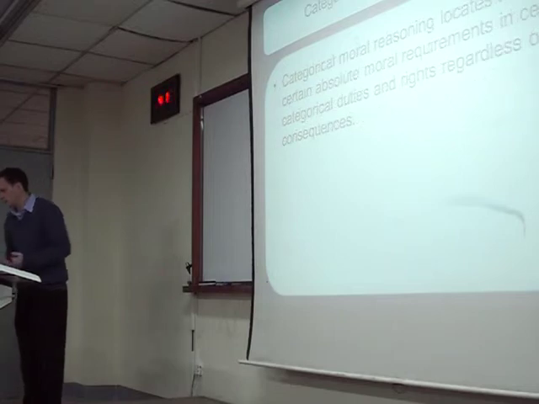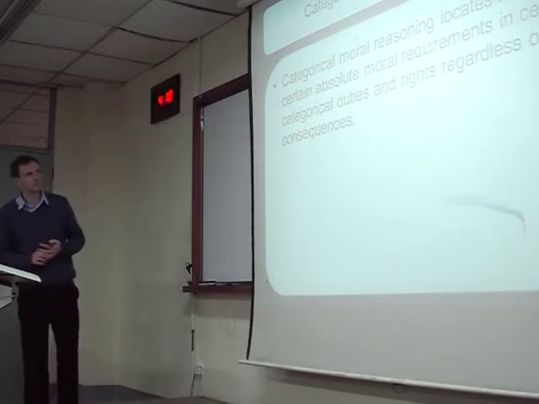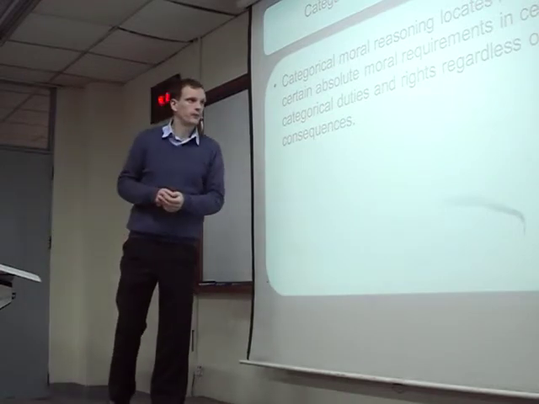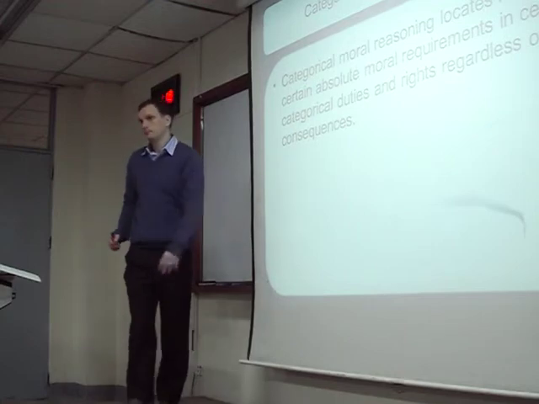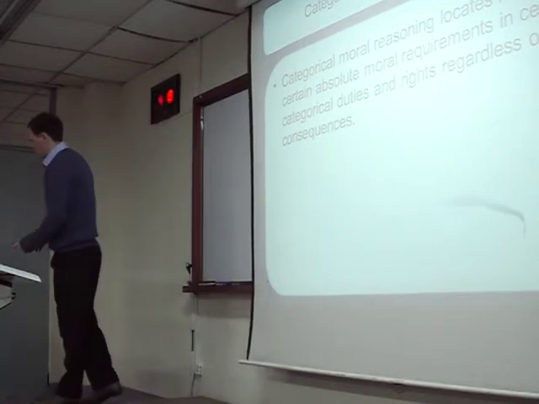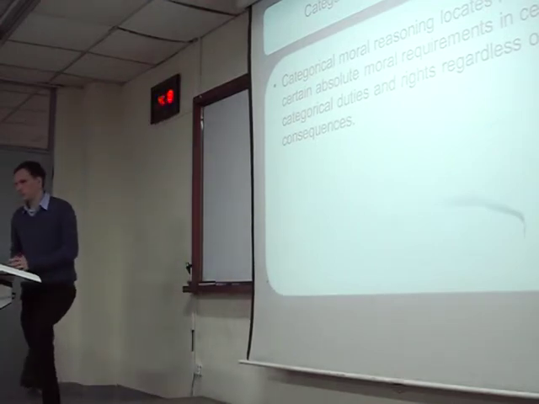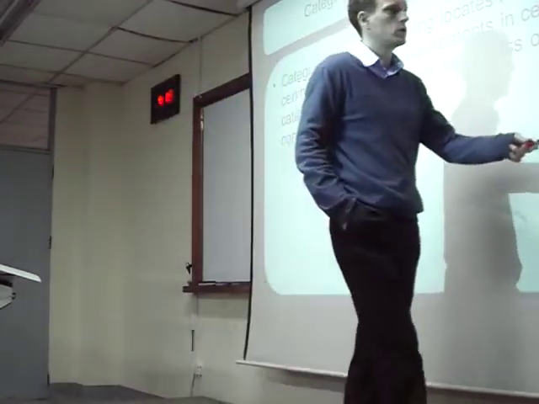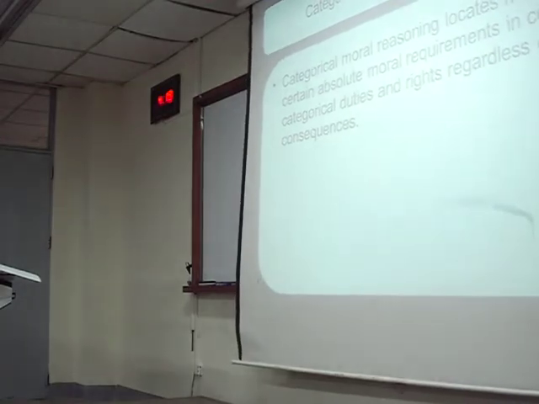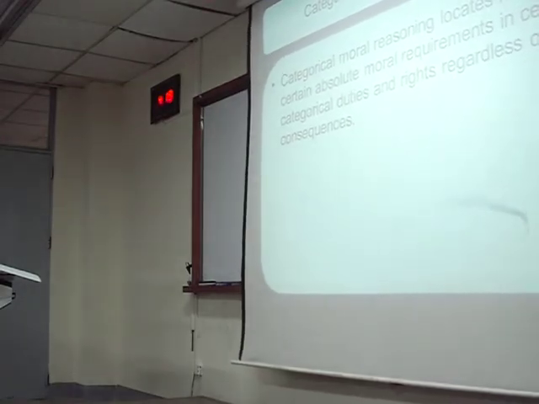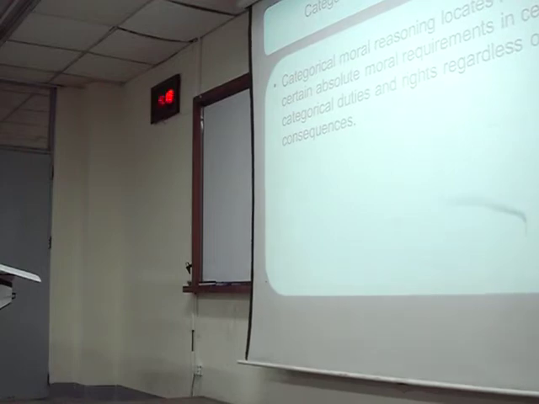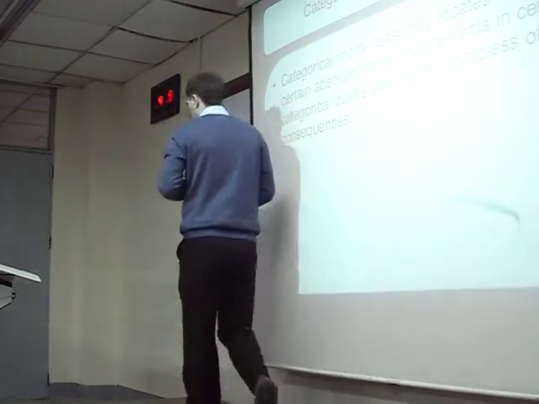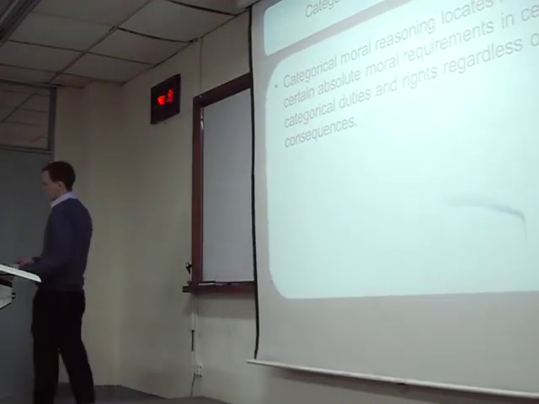So the second type is categorical moral reasoning. So we have duties and rights, regardless of the consequences. We were using this when we said that for the fat man, it's just wrong. It's murder. It's the wrong thing to do for me to kill him, right? We didn't think about the consequences that we could have saved five people. We just said it's not right to do that. This is using this kind of moral reasoning.